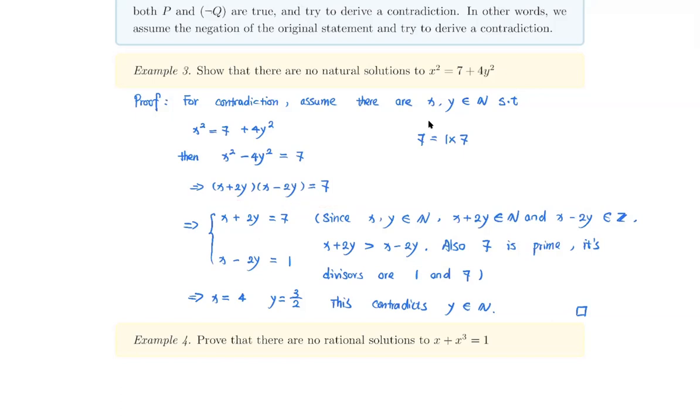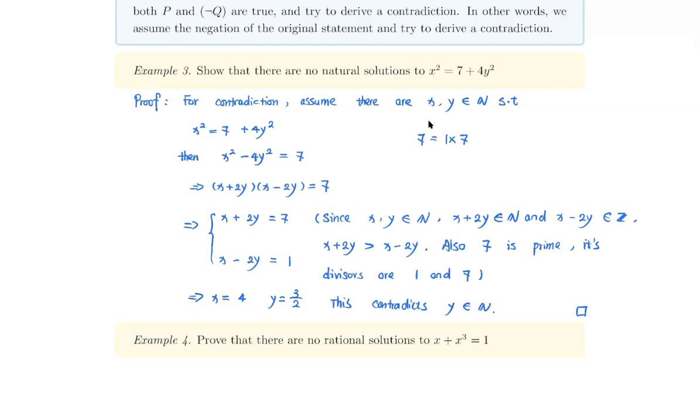So think about this. We know that x and y are natural numbers. Therefore, x plus 2y is a natural number as well. But x minus 2y, since you are subtracting a natural number, might give you integers. So that might give you negative numbers. That's why we said x plus 2y is a natural number, x minus 2y is an integer. So that's the first thing. Second thing, since x and y are both natural numbers, we know this has to be greater than this. Because 2y is positive, when you add a positive number versus subtract a positive number, this will definitely be bigger than this. So that's the second thing.